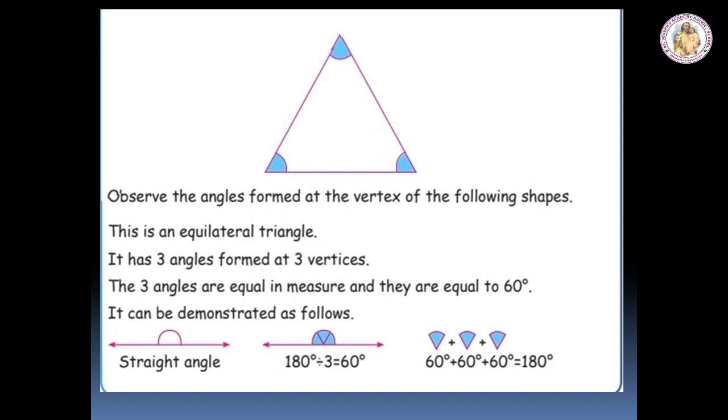The angles are equal and measured at 60 degree. How many degree? It is 60 degree. 3 into 60 is equal to 180 degree. That is, we get the straight angle. Straight angle we already studied. Straight angle is equal to 180 degree. If you take 60 into 3, that is equal to 180. So the angles of the equilateral triangle add up to 180 degree. That is called straight angle.